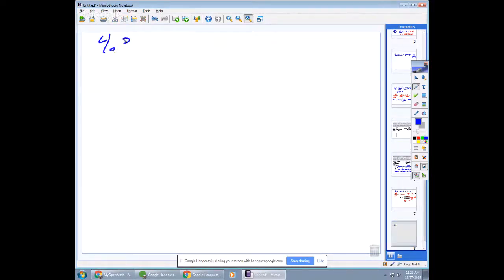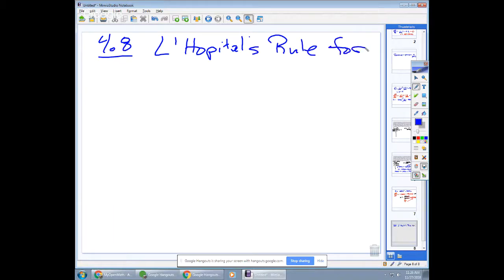So 4.8 is about two things. L'Hôpital's rules. Wait, where's the accent? It's over the O, it's the chapeau. It means hat. So L'Hôpital's rules for limits.